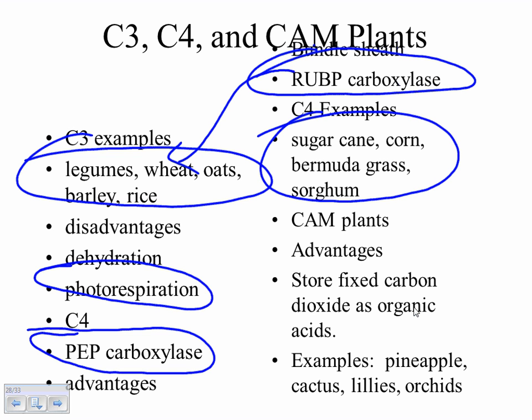Sugarcane, corn, Bermuda, sorghum. Around here, when is corn ready to pick in Alabama? When do you pick corn around here? July and August mostly. What do you know about July and August in Alabama? It's the hottest, driest part of the year, right? Corn can get by with that because it's a C4. Most people's yards around here in August, what do they look like? Brownish. Because what kind of grass do most people have around here?